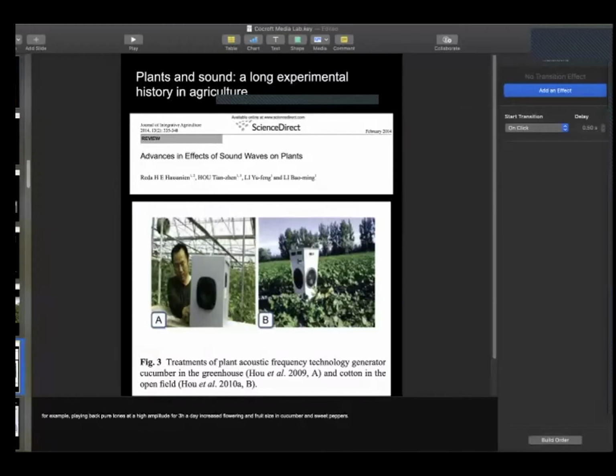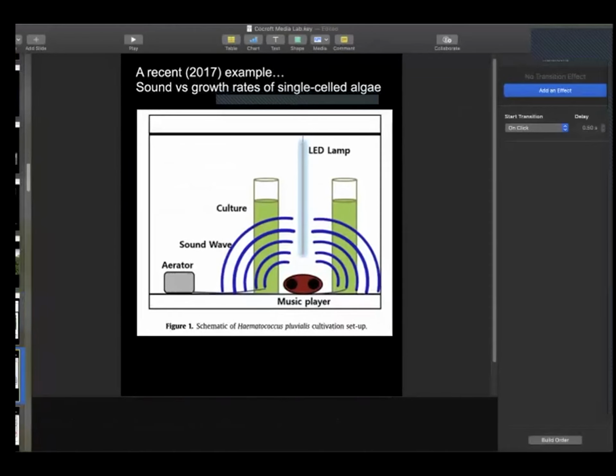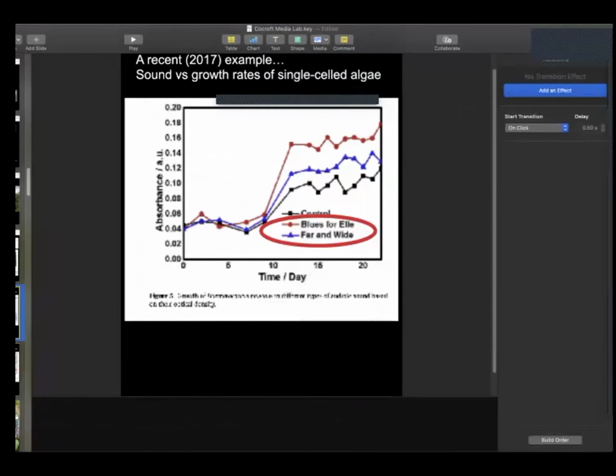And here's an example of another kind of stimulus that's been used a lot. This is just a kind of random study of how algal growth was influenced by sounds, and they played two different songs, right? And so the blues song you can see caused greater growth.